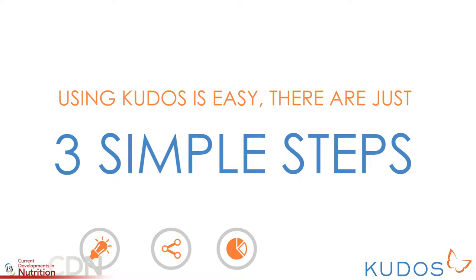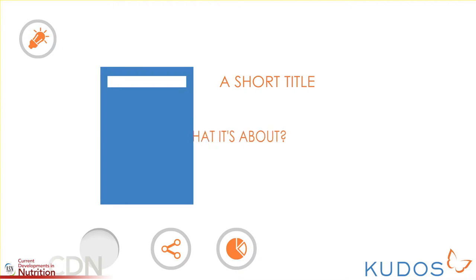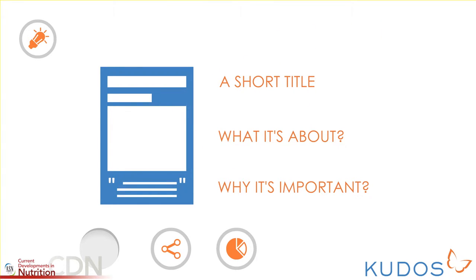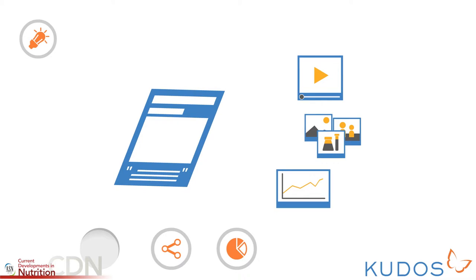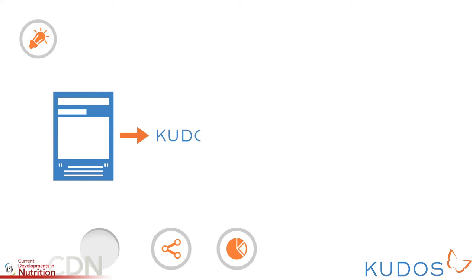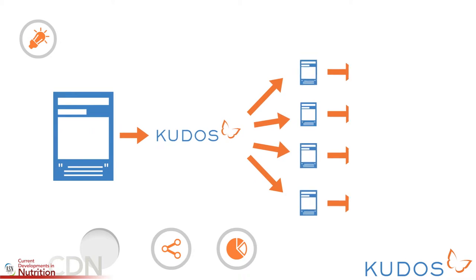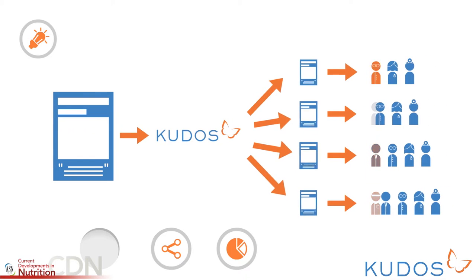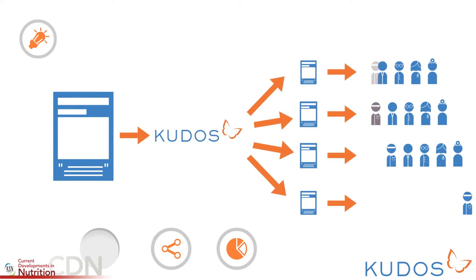Using Kudos is easy. There are just 3 simple steps. Step 1. Explain. Give your publication a short title and explain what it's about and why it is important. You can also add a more personal perspective and link related resources to your publication, such as videos, images, datasets, and blog entries, to show the broader context of your work. Kudos then makes these explanations of your work visible across the web, linking back to your publication to help more people find and understand your work.